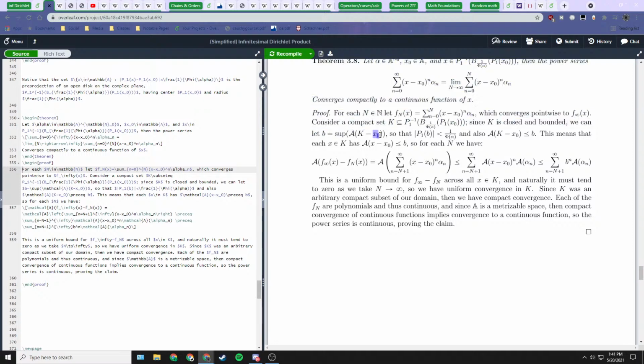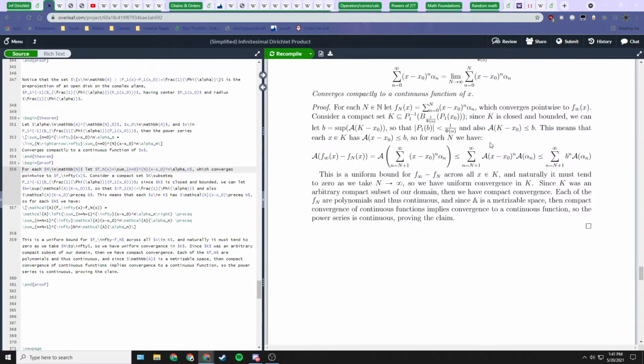Especially because we've subtracted this x0. Also, just because we have B as the supremum of this whole thing, the image of the absolute value of K minus x0 is bounded by B. So every x inside this compact set K has A of x minus x0 bounded by B, which is just this, but we replace K by x.